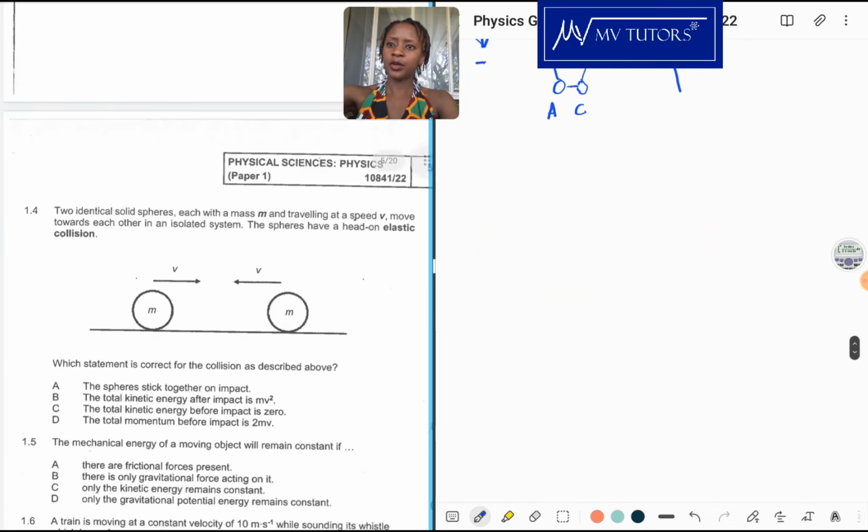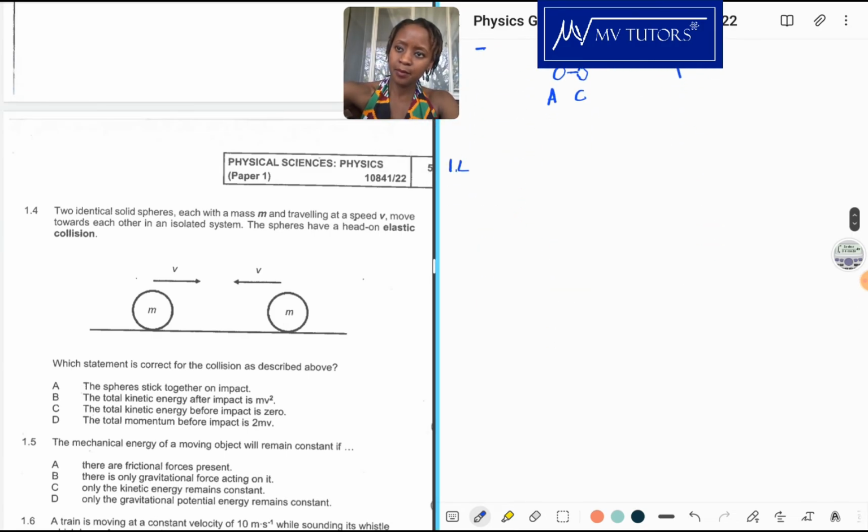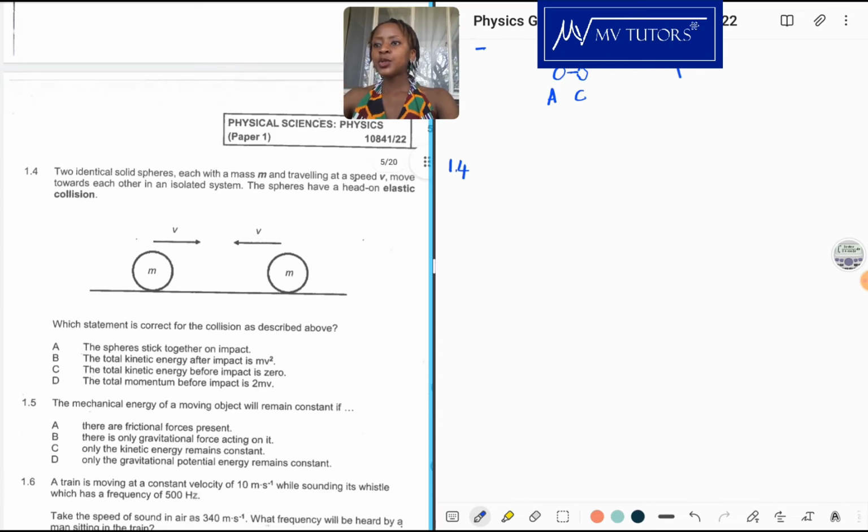Now we look at 1.4. Two identical solid spheres, each with a mass of m and traveling at a speed v, move toward each other in an isolated system. The spheres have a head-on elastic collision. So remember, if you have an elastic collision, it means the sum of the kinetic energy initially is equal to the sum of the kinetic energy afterwards. Basically, it's conserved.